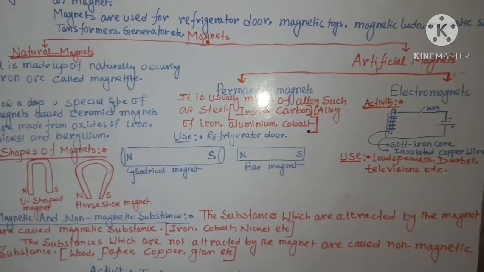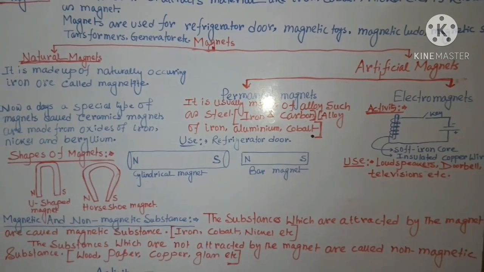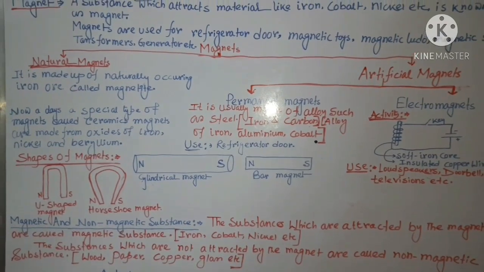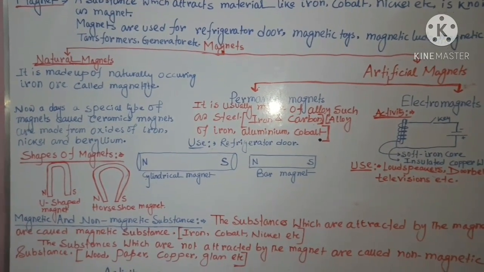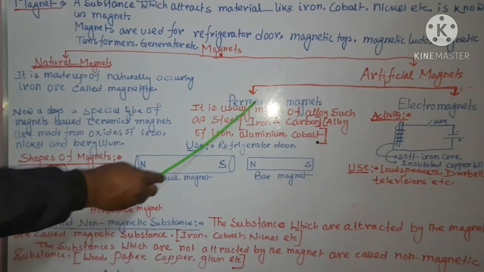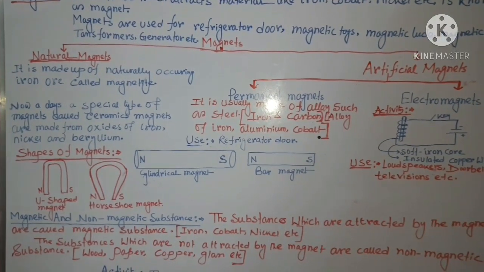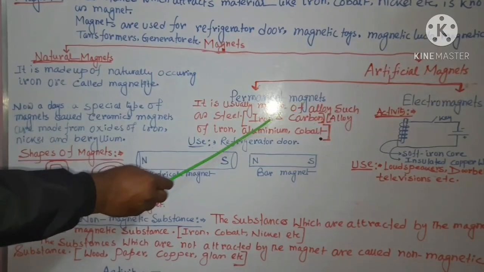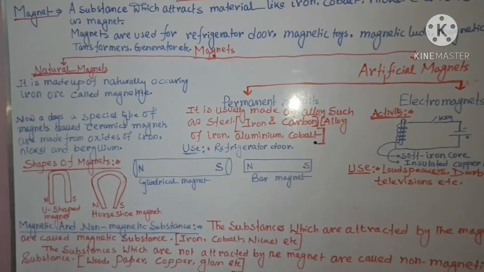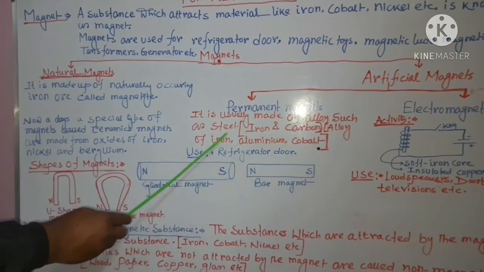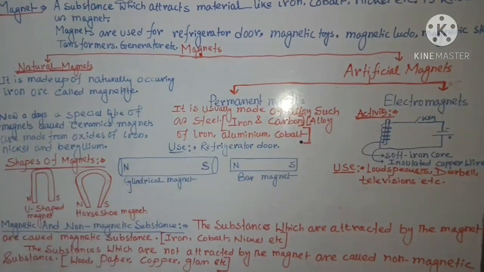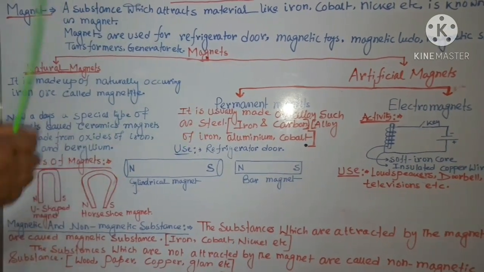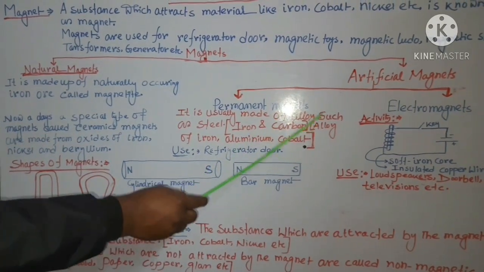Permanent magnet. The magnet which can retain a level of magnetism is known as the permanent magnet. To prepare a permanent magnet, we have to use an alloy such as steel. Steel is the alloy of iron and carbon. Another alloy you can use is made from iron, aluminium and cobalt. So whenever you want to prepare a permanent magnet in the laboratory, you have to use an alloy such as steel or the alloy made from iron, aluminium and cobalt.